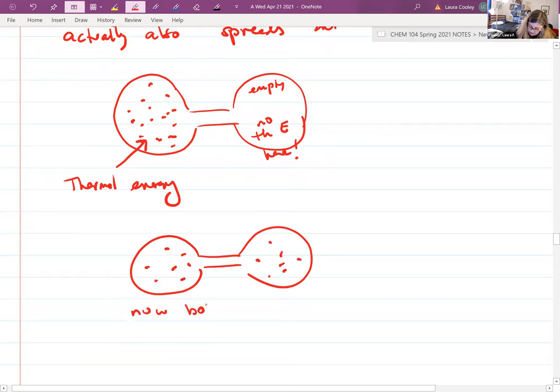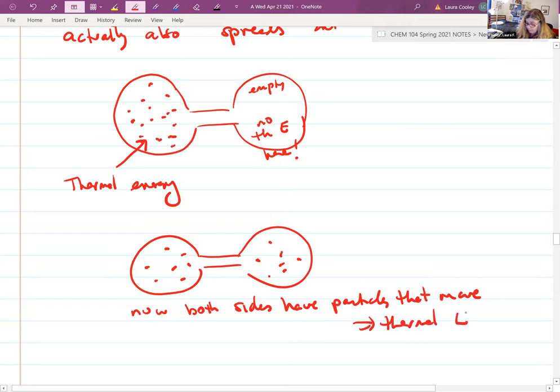Now both sides have particles that are moving, and that means thermal energy. So really, when you spread matter around, which we think happens, is the most likely thing to happen, right? You're also spreading energy around. This is a pretty hard topic.